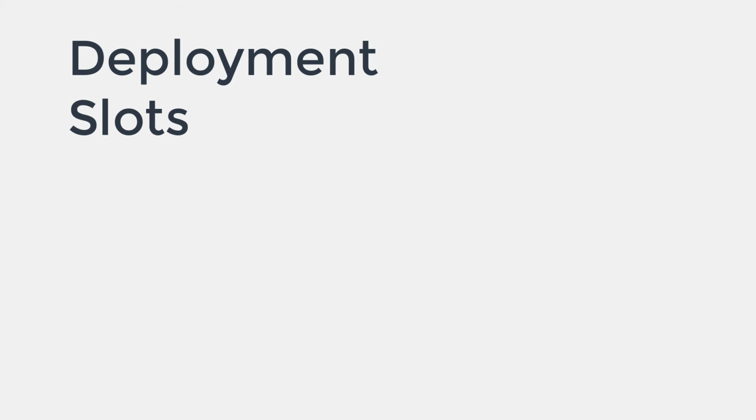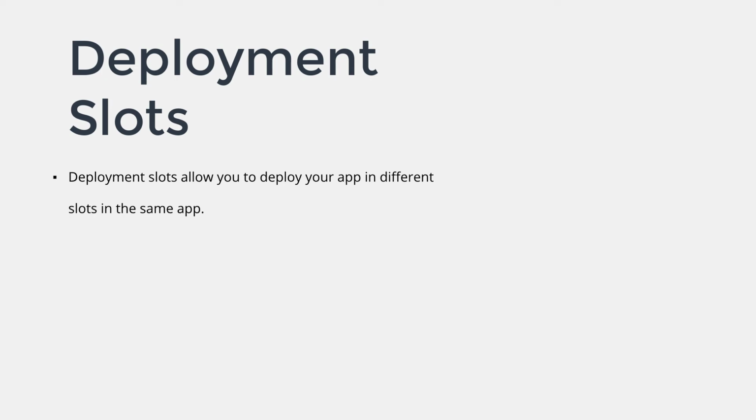When you create an Azure App Service app and deploy your code, the code lives in a default slot or a production slot. Deployment slot is one of the cool features of Azure App Service where it allows you to deploy your app in different slots in the same app. They are live apps and have their own host names. For example, for your application, you can create different slots like development, test, or staging slot.